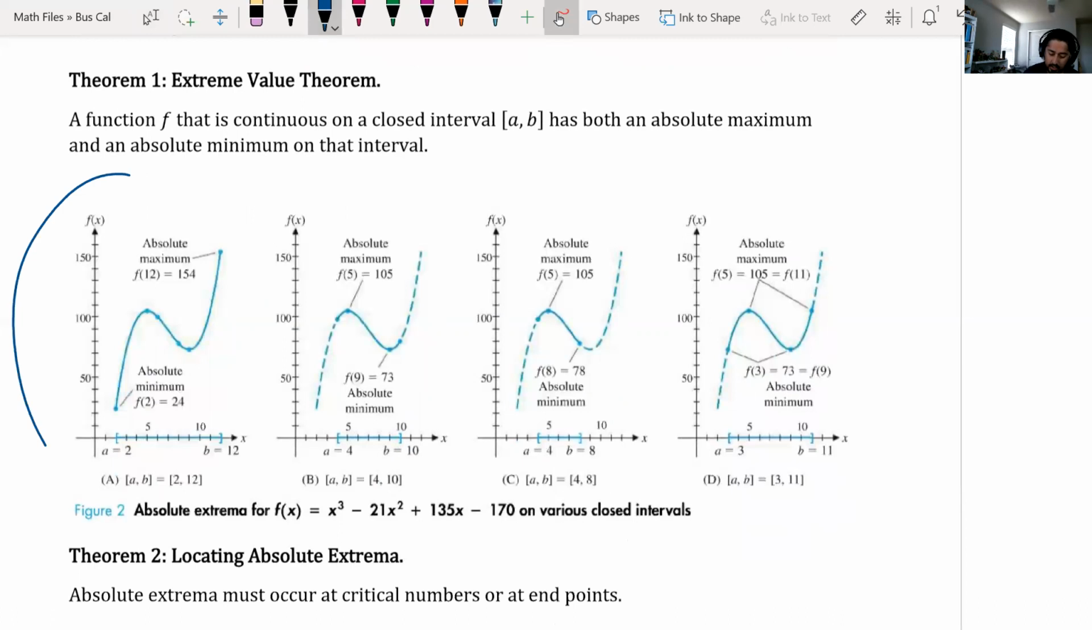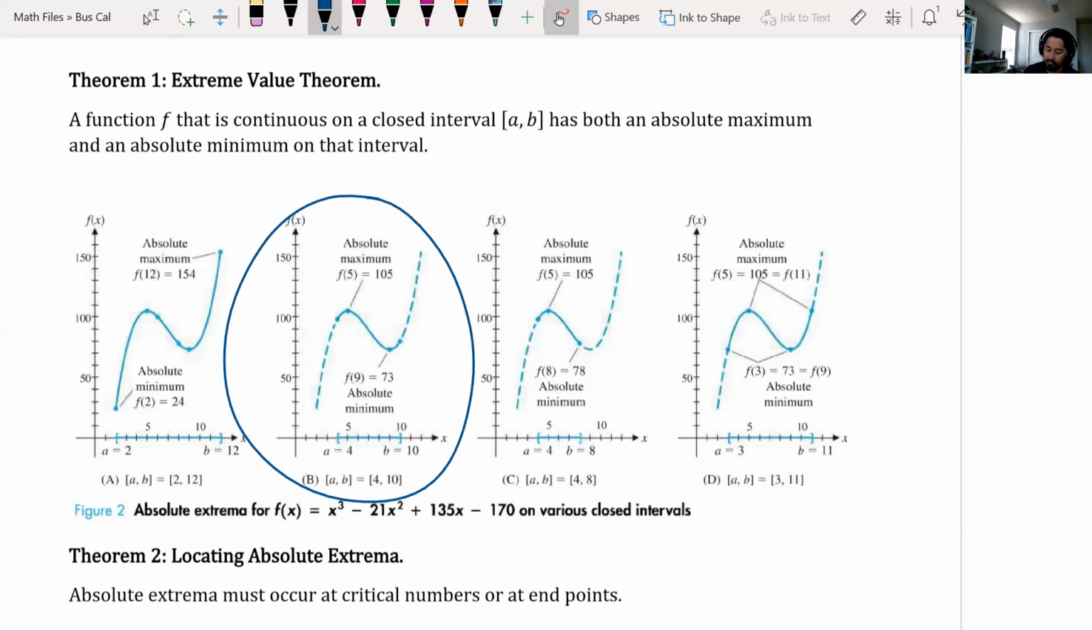So for the first graph, we have a closed interval 2 to 12, which means we take this continuous function and stop it at 2 and 12. If you have a closed interval, you'll have an absolute minimum, the absolute lowest point on the graph, and you'll have an absolute maximum, the absolute highest point on the graph. These points would be considered local maxes and local mins. Okay, so this is what happens on a closed interval. And the next three graphs are just like it.